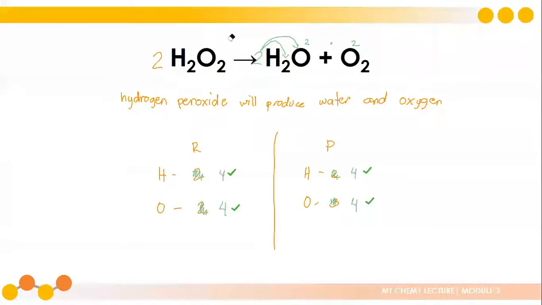So your final equation now will be 2 hydrogen peroxide will produce 2 molecules of water and oxygen. Don't forget to put 2 in this area. Just to emphasize it, I'll change the color. Also have to put 2. Yes. Okay. Let's proceed with another example.